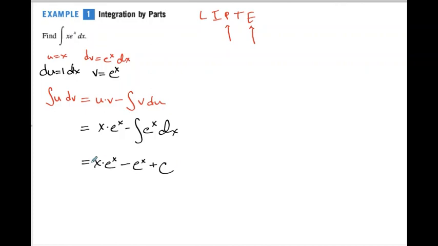And now that we have our answer, we say, well, how can we check this answer? How can we check to be sure it's correct? And because derivatives and antiderivatives are inverse operations, if we take the derivative of this answer, we should get back the problem we started with, which was x e to the x dx. I will leave that as an exercise for you to do so you can verify that this is indeed the correct answer.